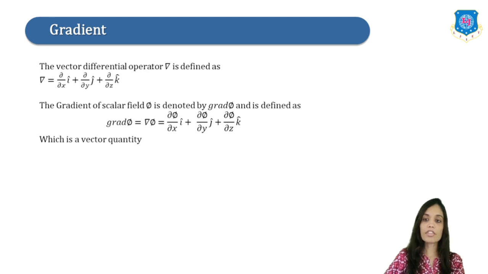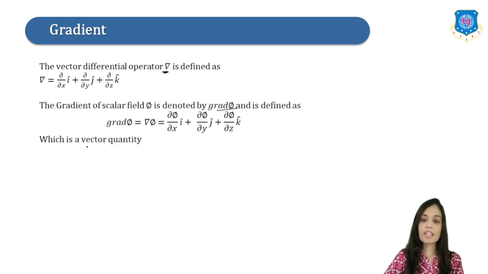So the vector differential operator nabla is defined as del, or you can call it del also, del by del x of i cap plus del by del y of j cap plus del by del z of k cap. So the gradient of the scalar field phi is denoted by grad phi and is defined as gradient of phi is equal to del phi, is equal to del phi by del x i cap plus del phi by del y j cap plus del phi by del z k cap.